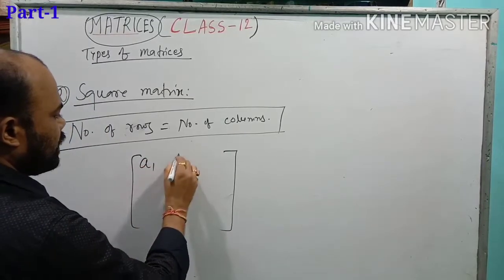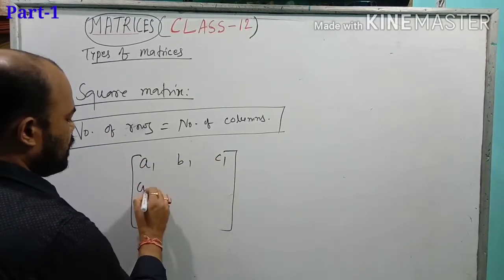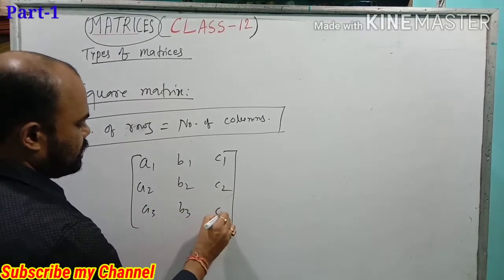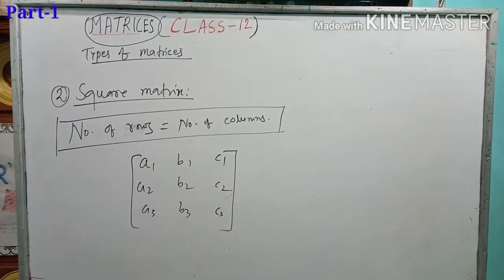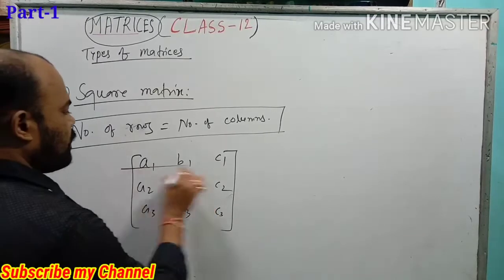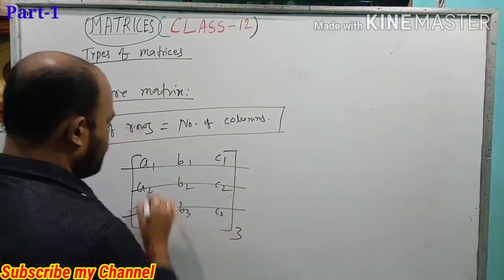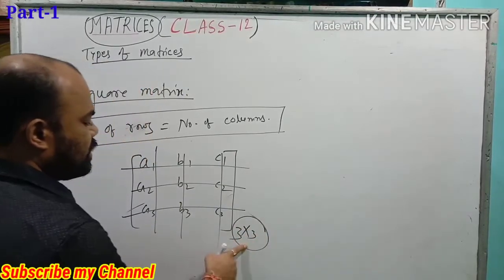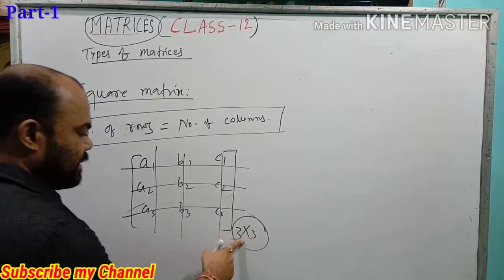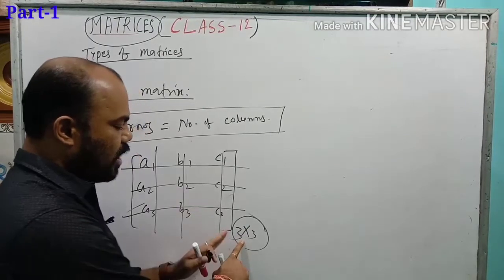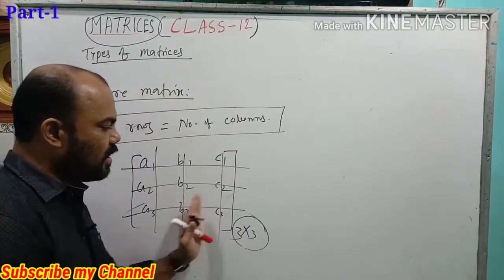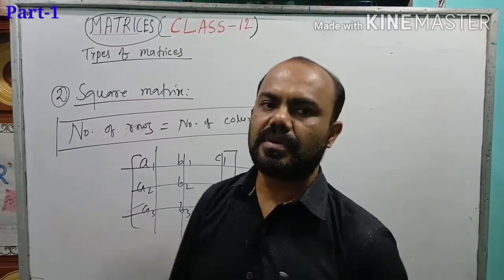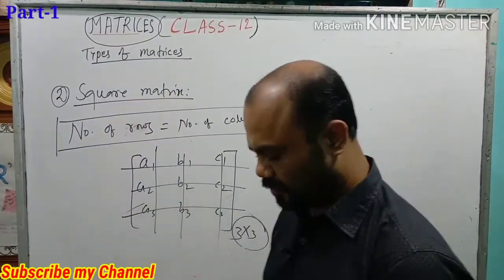Say the elements are A1, B1, C1, A2, B2, C2, A3, B3, C3. Now let us see the order of the matrix. How many rows are there? 3 rows. How many columns are there? 3 columns. So it is 3 by 3. See here, this is the order of the matrix. This indicates that in this matrix 3 rows are there, 3 columns are there. As the number of rows is equal to the number of columns, this is called a square matrix.